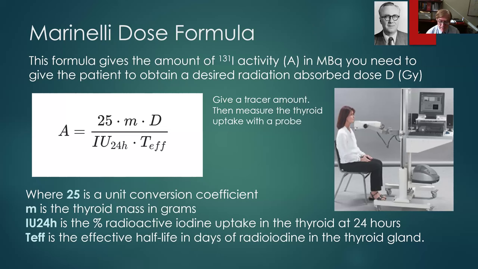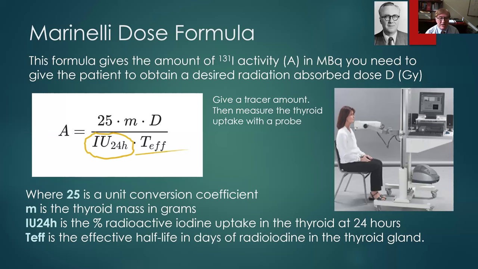This formula, called the Marinelli dose formula, provides a relationship between the iodine-131 activity that a nuclear medicine physician needs to give to deliver an intended radiation absorbed dose to the thyroid. The 25 is a units conversion factor. Small m is the thyroid mass in grams, as determined in those days by ultrasound. IU 24 hours is the percent radioactive iodine uptake in the thyroid at 24 hours, and T effective is the effective half-life in days of radioiodine in the thyroid.